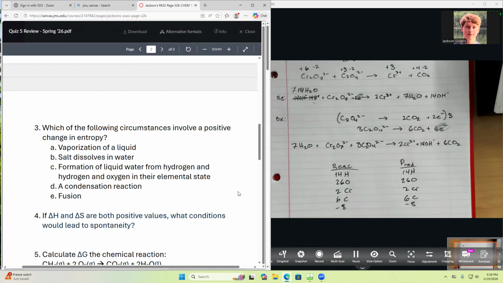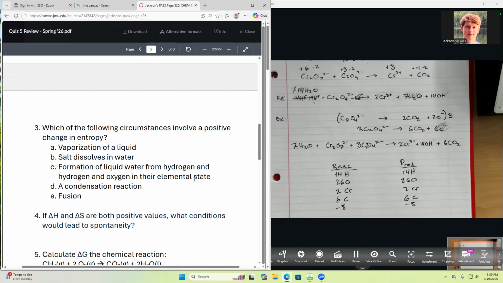Okay, let's go back to non-redox stuff. Do you guys feel okay with this stuff? Cool. I like it. It takes a long time, but once you get the process down, it's really the same thing every time. All right, so tell me if these would be a positive change in entropy.